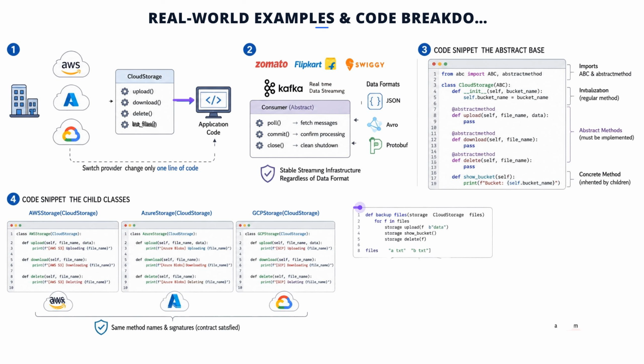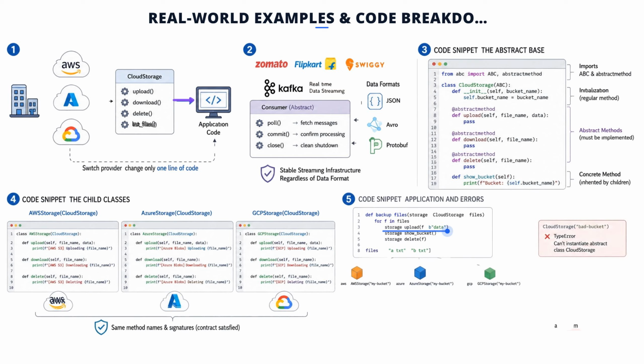class. The code demonstrates the sheer power of abstraction through this backup_files function. This function accepts an object of type CloudStorage. Because of abstraction, this function can call storage.upload without needing to know if the storage object is AWS, Azure, or GCP. When tested, passing an AWS object results in AWS-specific output, while passing an Azure object results in Azure-specific output using the exact same function logic.